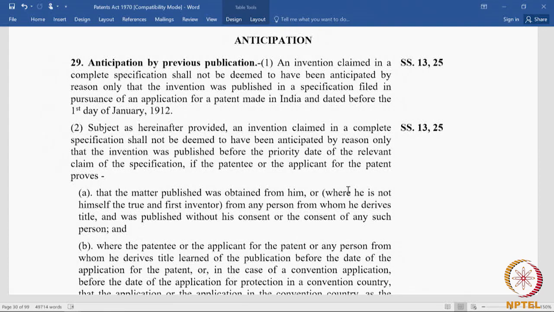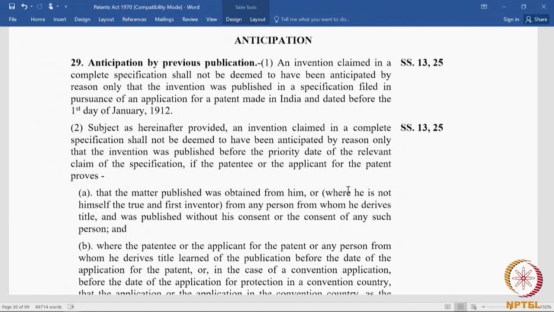there are a group of scientists who work for an organization, and the scientists are bound by a non-disclosure agreement within that organization, by which all of them are not supposed to disclose the invention without the consent of the organization. Now, if one of the scientists discloses or publishes the matter without the consent of the organization, then that matter which was published cannot be used as anticipation, because it was done without the consent of the owner.